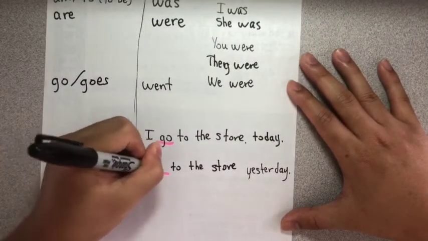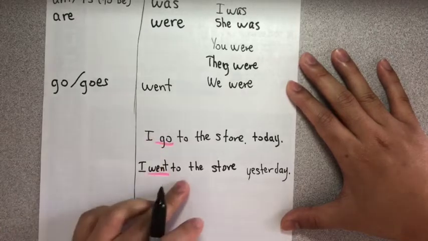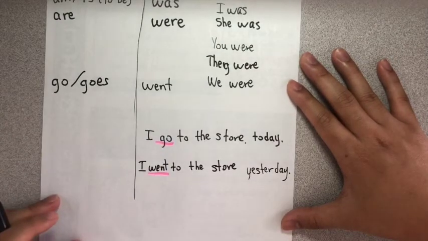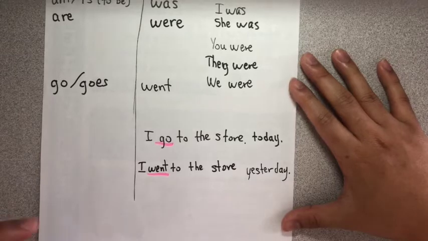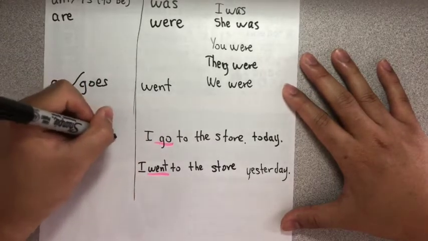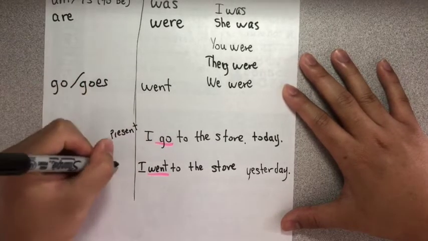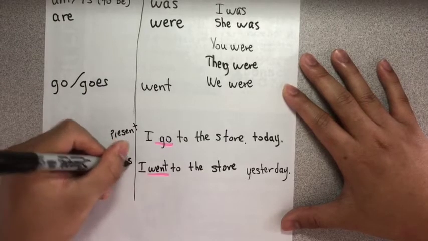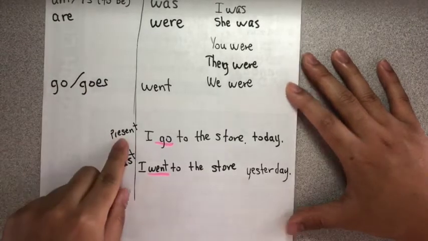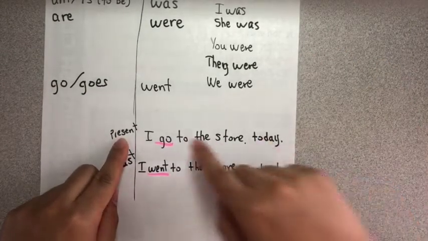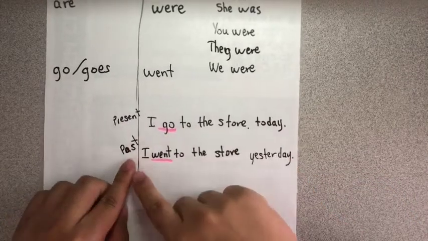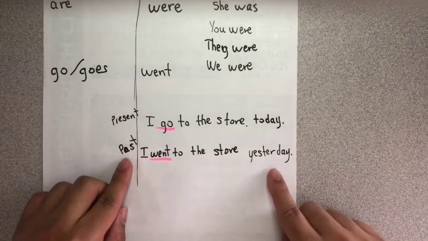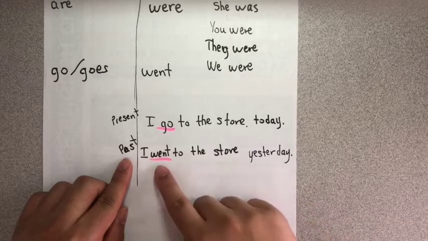I went to the store yesterday. So this sentence is in present tense, and this sentence is in past tense. It's in present because we're talking about today, and we use go. This one is in the past because we're talking about yesterday, and we use went.